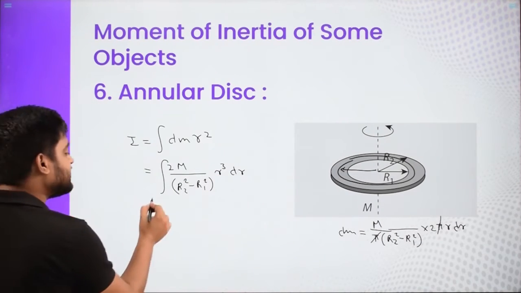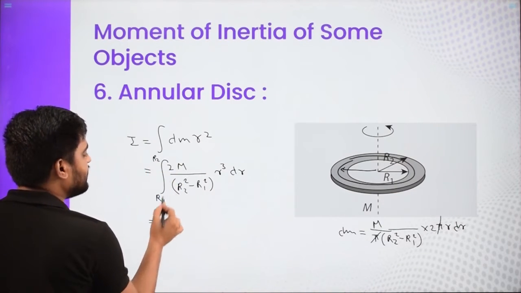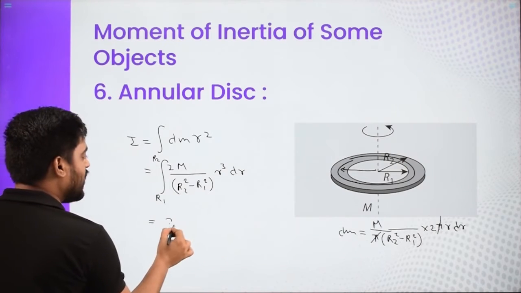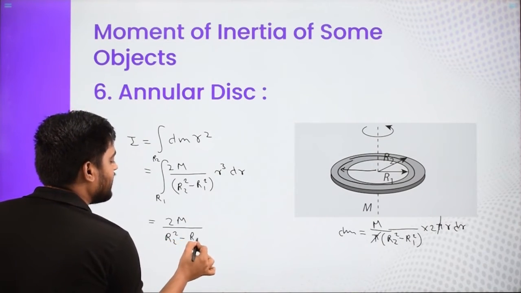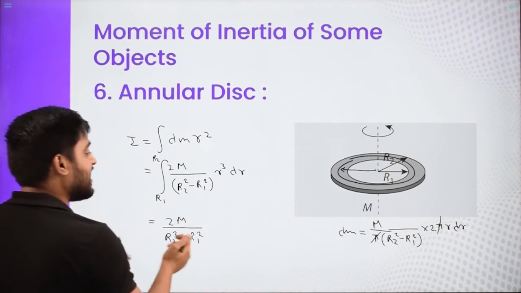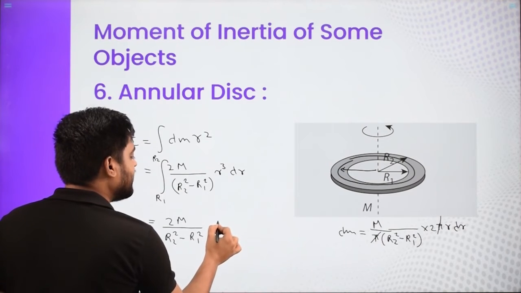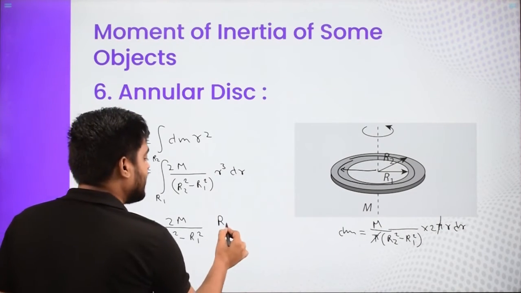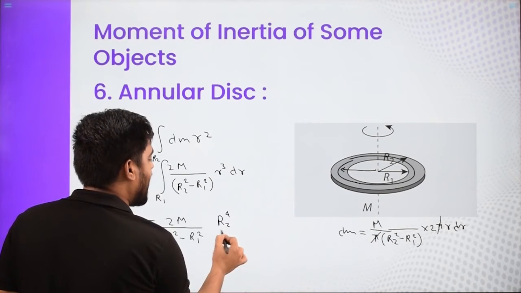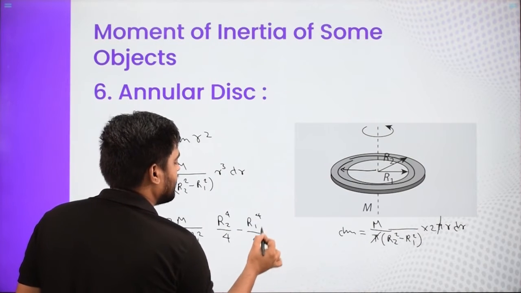So what will be the limits? Limits are going to be R1 to R2. Put the values and integrate it. So 2m divided by R2 square minus R1 square are going to be as it is, because they are constant, they will come out, and this will become r4 by 4. So when you do that, after putting the limits also, you get R2 raised to 4 by 4 minus R1 raised to 4 by 4.